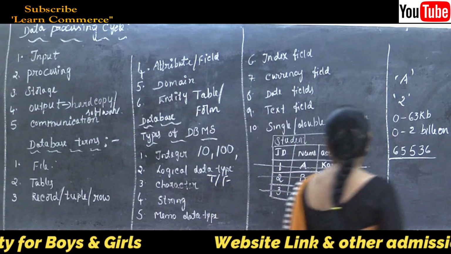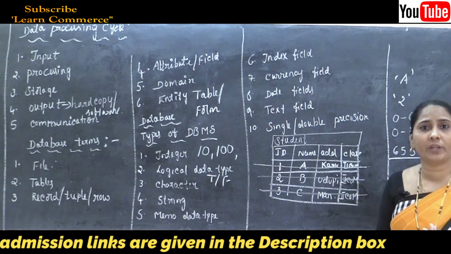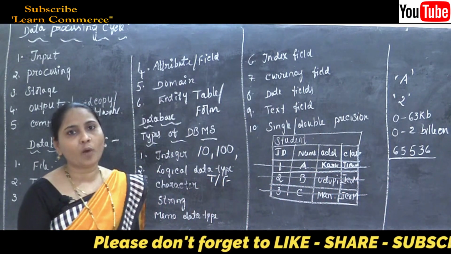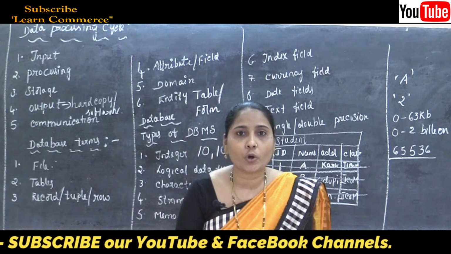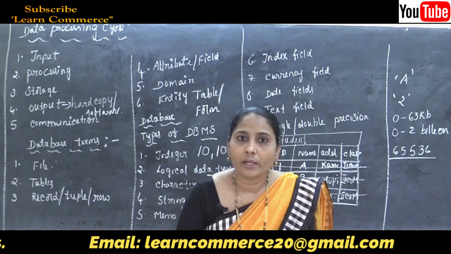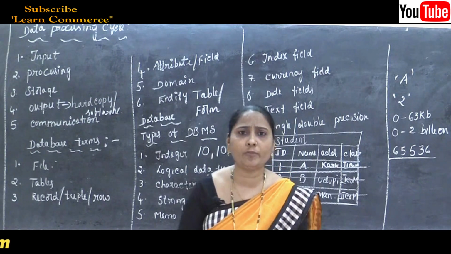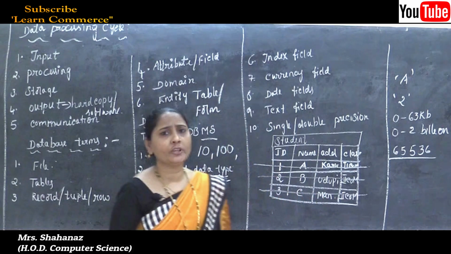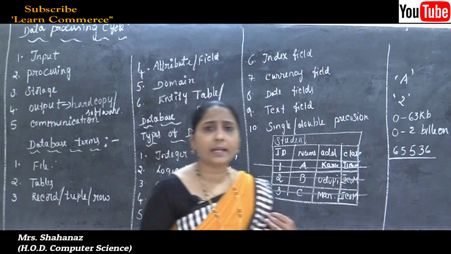Now let's see the sixth point in our data types of DBMS, that is the index field. What are we going to store in our index field? It is used to store relevant information along with the document. Whatever important information you want to store along with the document, we use a field like the index field while creating the database.